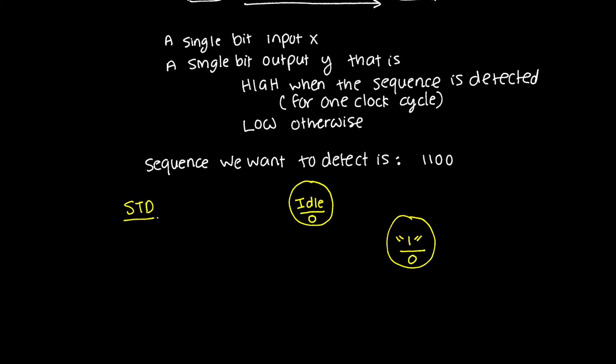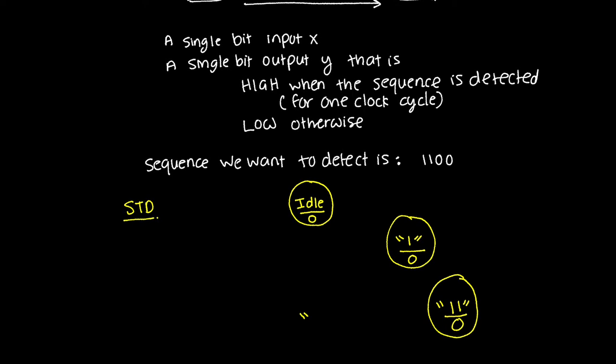My third state is going to be that two successive ones have been detected. So basically, I am two clock cycles into detecting my sequence. And again, I'm also going to output a zero here. Why? Because I only output a high in one particular case, which is when all four bits have been detected in successive clock cycles.